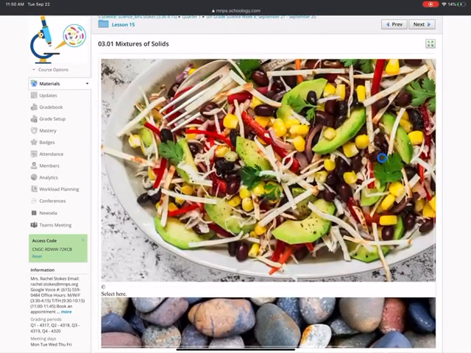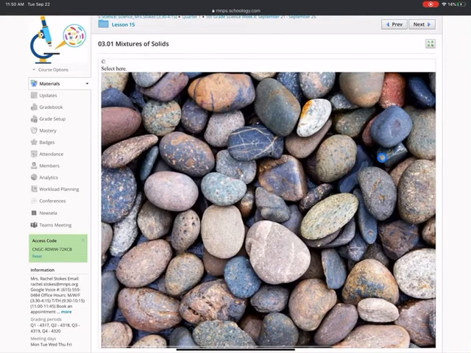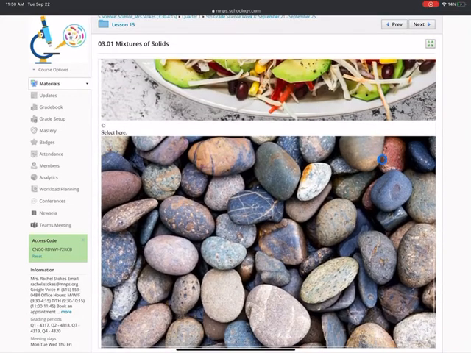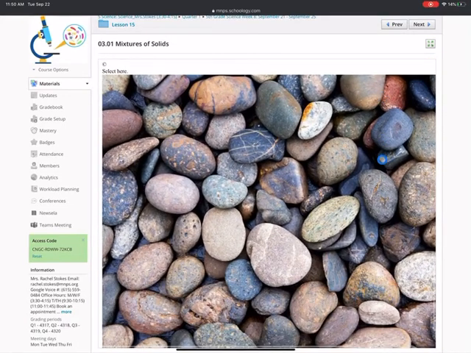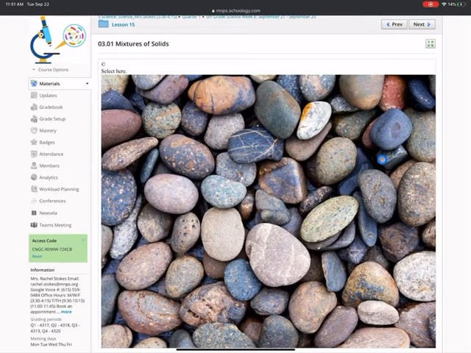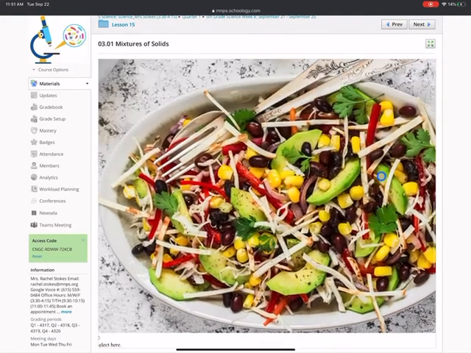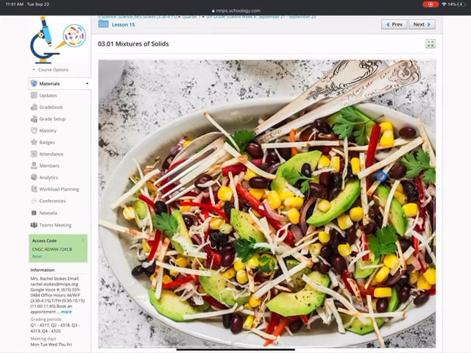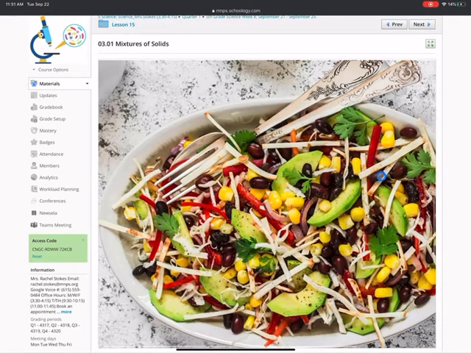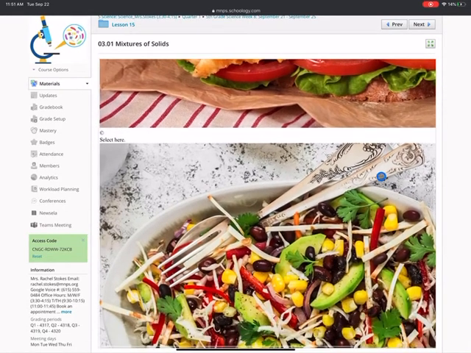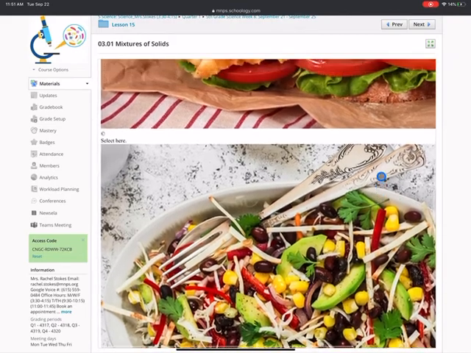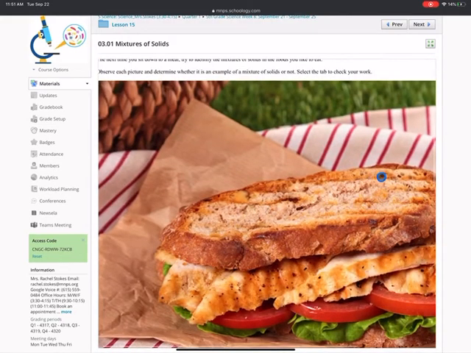So here are some more solids that are mixtures, okay, different rocks. So those are different types of rocks. They're different colors, different sizes. Here we have a salad that has lots of different ingredients, okay, all with different colors, sizes, textures, the way it feels. Same thing with the sandwich.